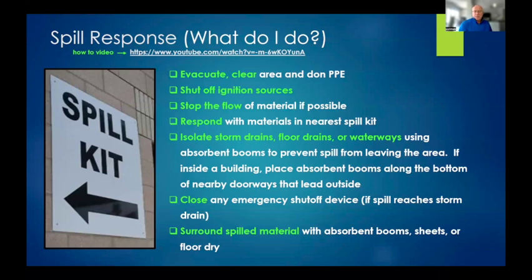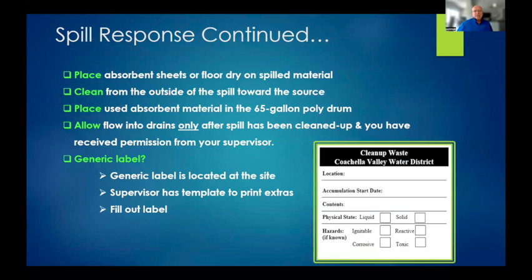Surround the spilled material using the absorbent booms, those sausage-looking pink things that I showed you in the previous photograph, and work back toward the source of the spill, okay? And then clean from the outside of the spill toward the source, and then place the used absorbent materials in that 65-gallon white poly drum. And then only allow flow, any water, any drainage after the area has been cleaned up.